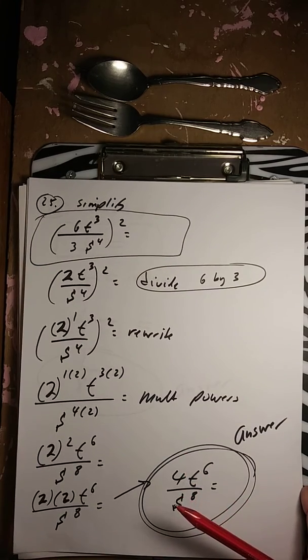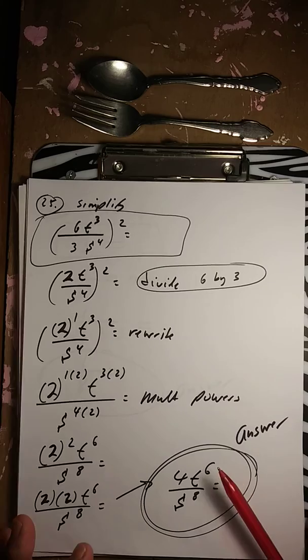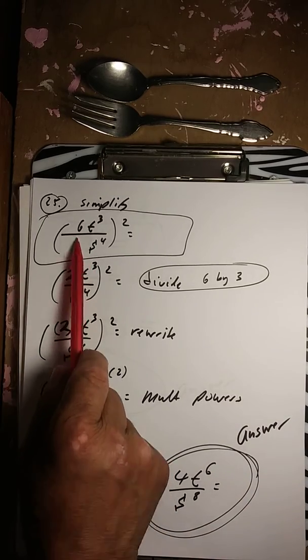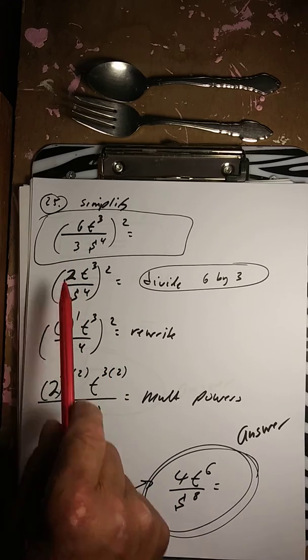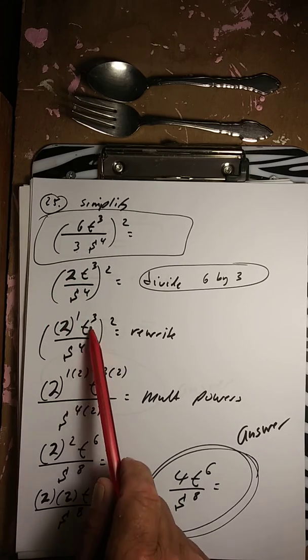Alright, so now we have, simplify this. The first thing I noticed, I can divide these two numbers. See the 3 and the 6? So divide 6 by 3. So 3 divided by 6, 2 times. So now we have this 2 to the 1, 2 to the 3.